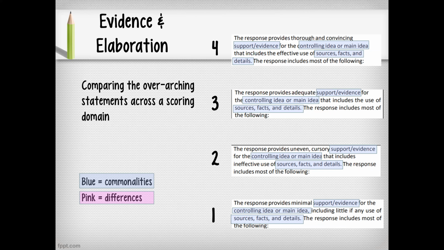In order to receive a 4 in evidence and elaboration, which if you remember from the beginning of the session is the most difficult item on the ELA assessment, very few students are able to score a 4 in this category because they are having to provide thorough and convincing support and evidence. A 3 is just adequate. A 2 is going to be uneven or cursory. And a 1 is going to be minimal support and evidence.